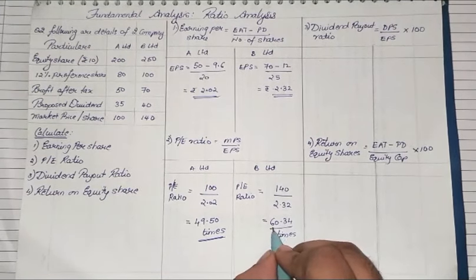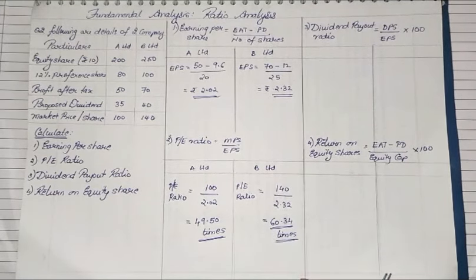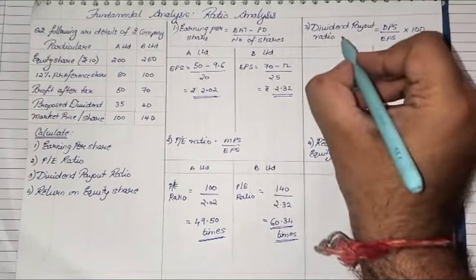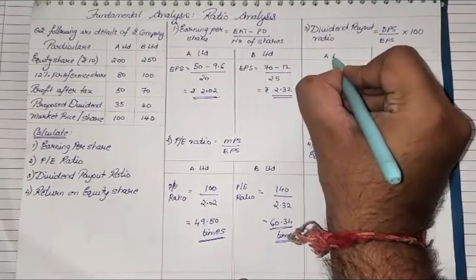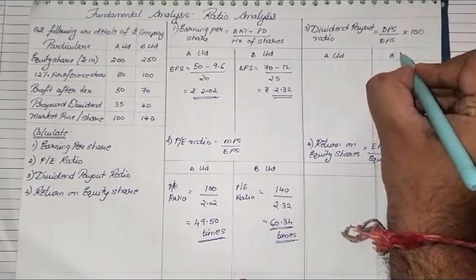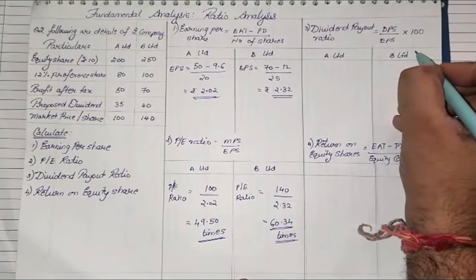You can write the whole thing in a single line, because there is a place constraint, so I'm taking it in that way. So that's the first and the second formula. Third is dividend payout, very important. Again, we need to calculate for A Limited as well as for B Limited.